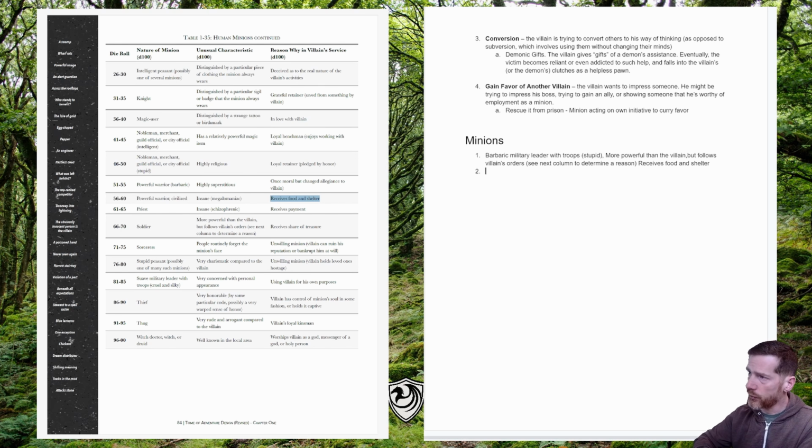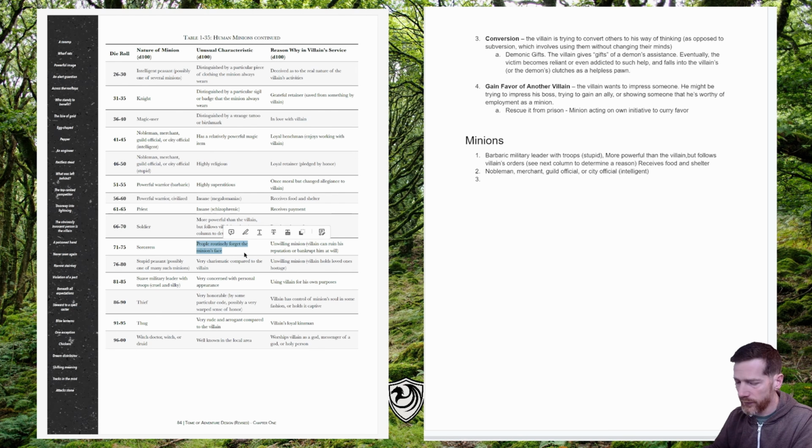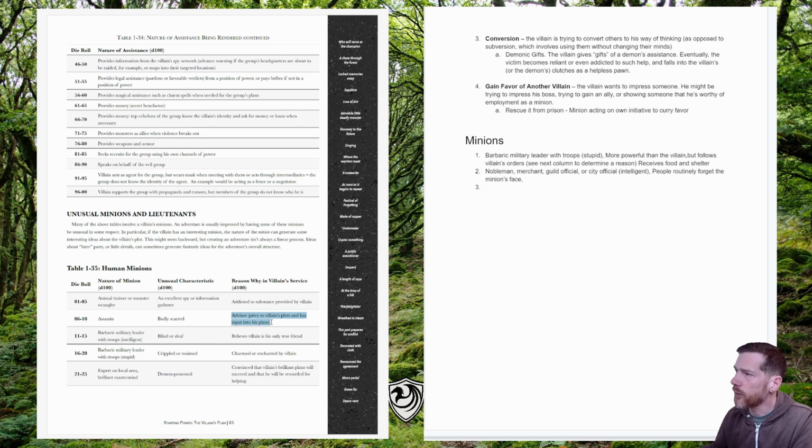Minion number 2 is a nobleman, merchant, guild official, or a city official of some sort. An odd characteristic is people routinely forget the minion's face. So that's kind of fun. And they work for the villain because the villain is using them as an advisor.